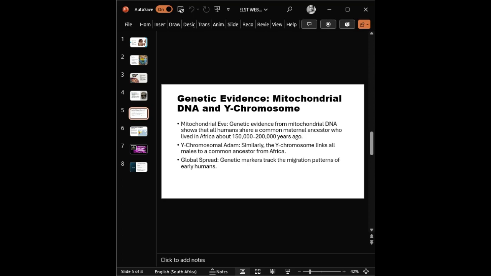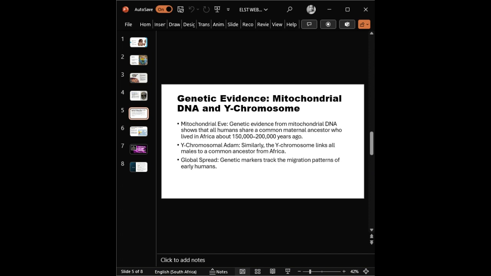Genetic evidence provides an even more detailed picture of our African origins. How does it provide that detailed picture? By analyzing mitochondrial DNA, scientists have traced all humans back to a single common maternal ancestor, often referred to as mitochondrial Eve, which we talked about in the first lesson. Mitochondrial Eve lived in Africa around 150,000 to 200,000 years ago.